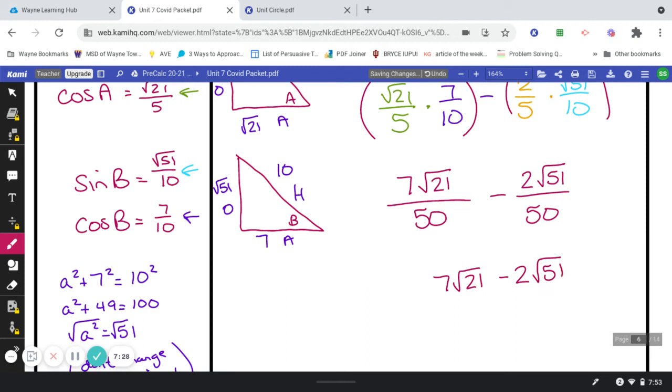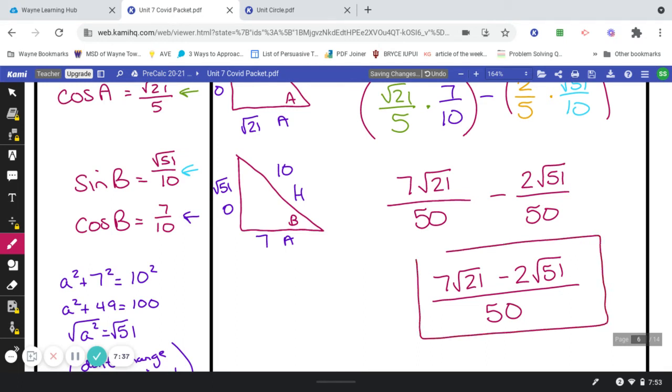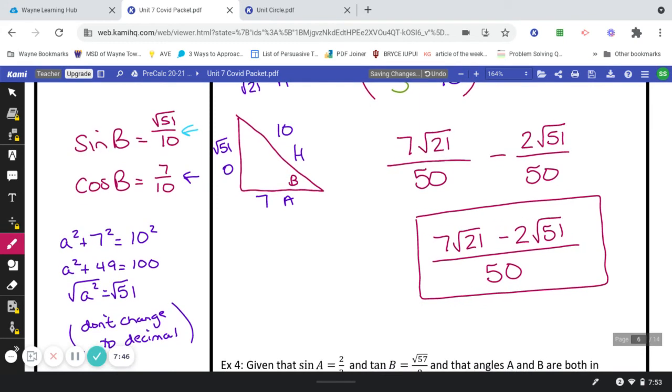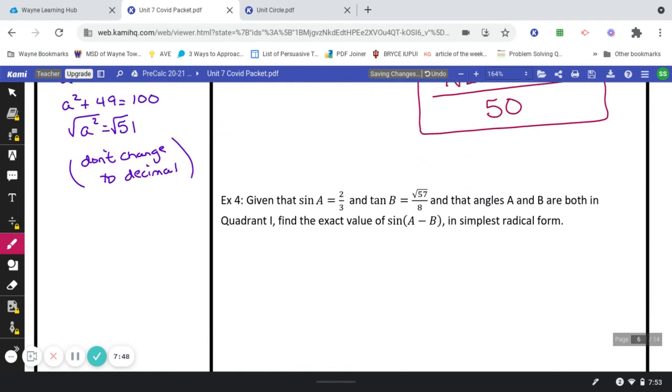like that. But since I have common denominators of 50, I'll put the whole thing over 50. And that's going to be my final answer. It's not pretty, but it is correct. All right, let's take a look at the next one.